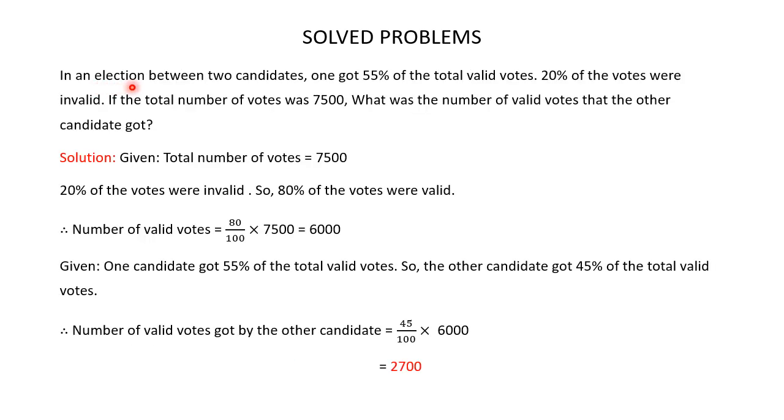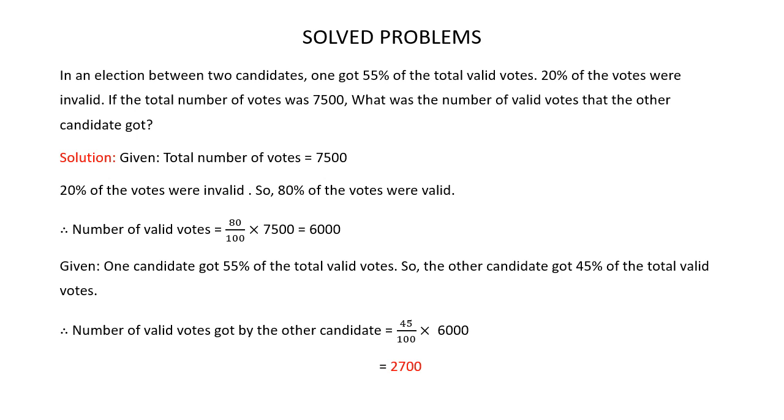In an election between two candidates, one got 55% of the total valid votes. 20% of the votes were invalid. If the total number of votes were 7,500, what was the number of valid votes that the other candidate got? So we are asked to find the number of valid votes that the other candidate got. To do that, first we have to find the total number of valid votes.